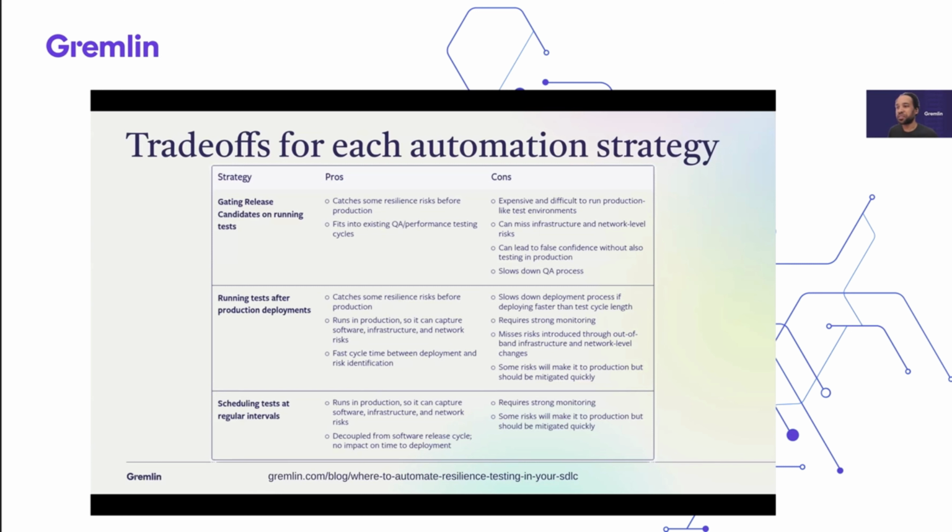So in short, gating releases catches some risks before production and fits into your existing testing cycles, but it requires running production-like environments, which can be tricky. It can miss certain types of risks if it's not all-inclusive of the tests that you want to run. And it could also create false confidence if you test in pre-production instead of production. And most importantly, it slows down the pipeline too, because you have to wait for all those tests to finish before continuing. Running tests after production deployments is a bit faster, and it also catches the same amount of risks.